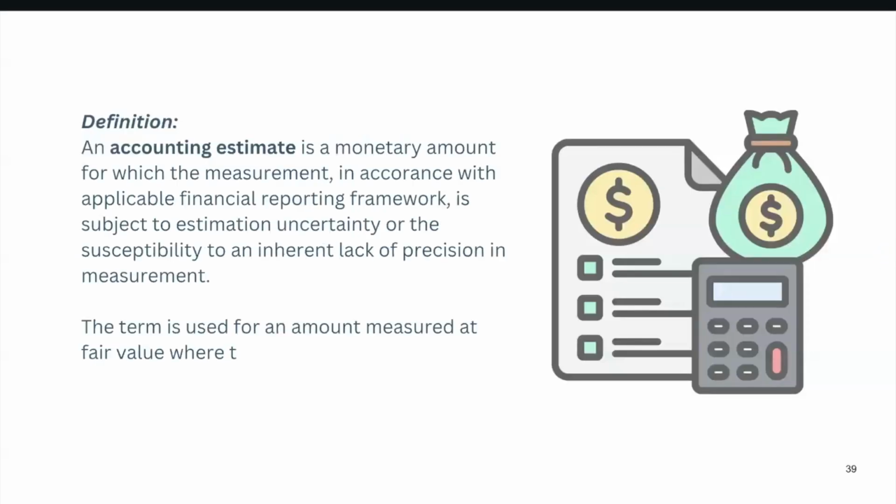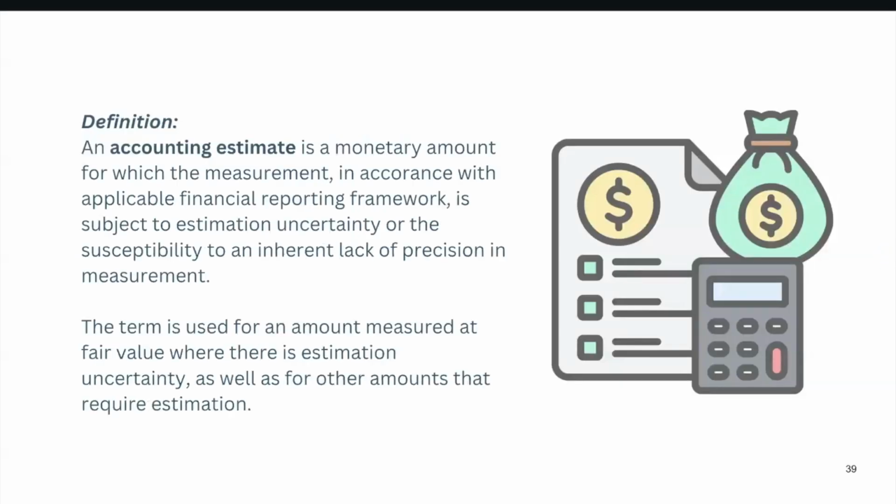Okay, let's talk about the definition. Discuss the definition of an accounting estimate. An accounting estimate is a monetary amount for which the measurement in accordance with the applicable financial reporting framework is subject to estimation uncertainty, or the susceptibility to an inherent risk, lack of precision in measurement. So the term is used for an amount measured at fair value where there is estimation uncertainty, as well as for other amounts that require estimation. So let's see the next slide for examples of accounting estimates.